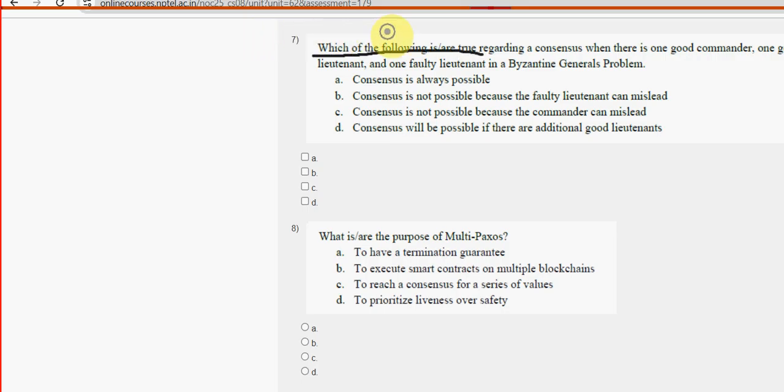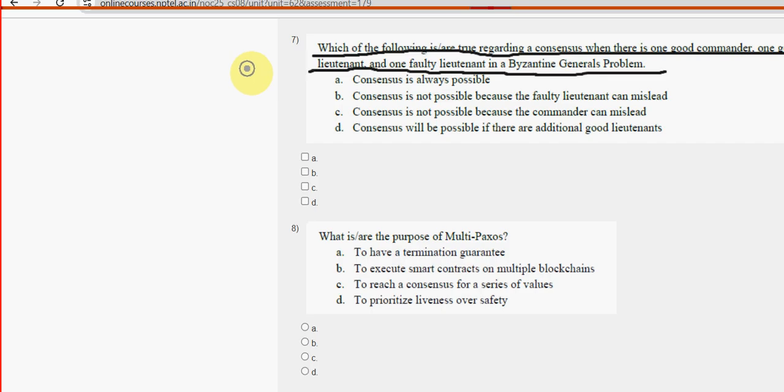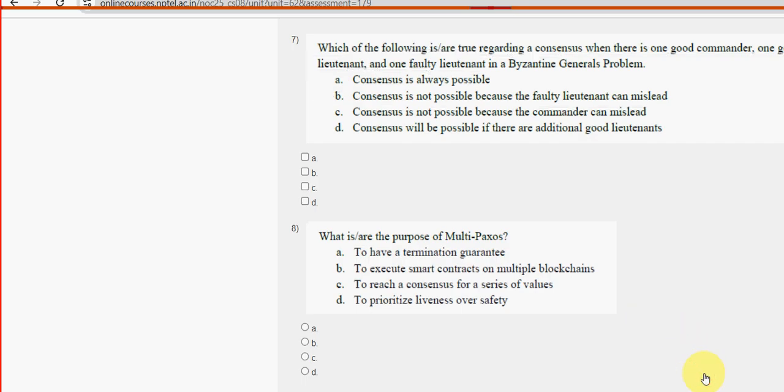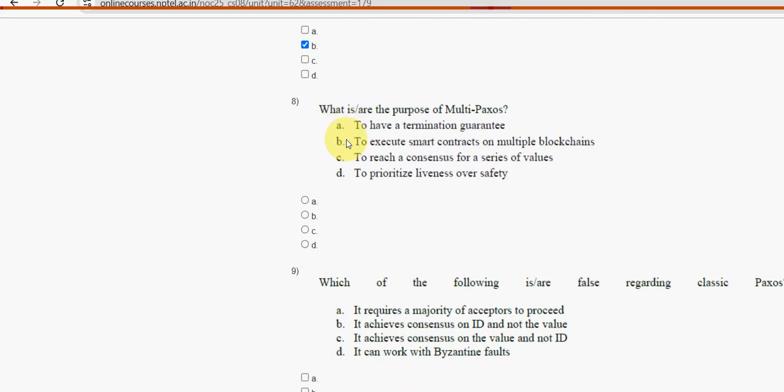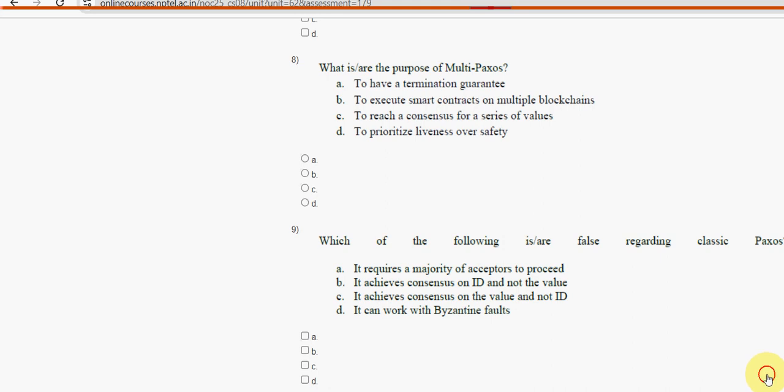Seventh one, which of the following is true regarding a consensus when there is one good commander, one good lieutenant and one faulty lieutenant in a Byzantine generals problem? So for seventh question, option B is the probable solution, guys. Consensus is not possible because the faulty lieutenant can be misled. So mark option B as the probable solution for seventh question. Now let's move on to the eighth one.